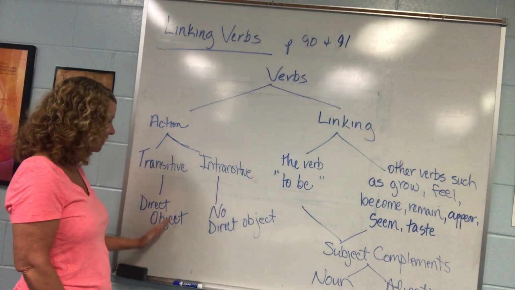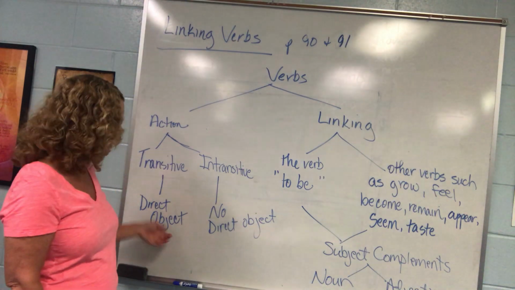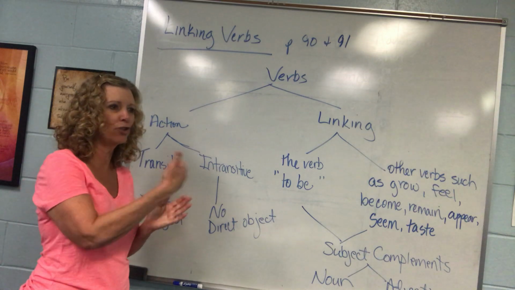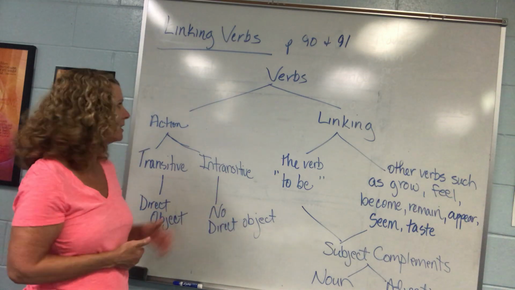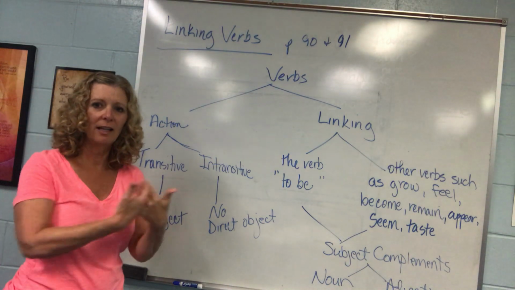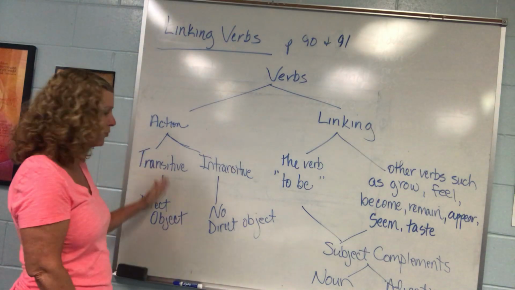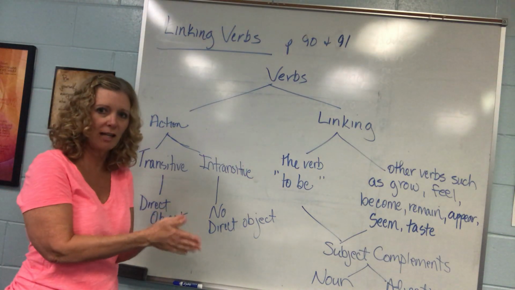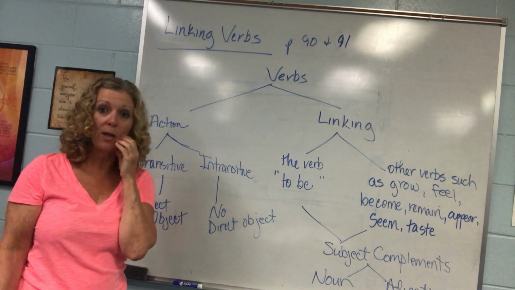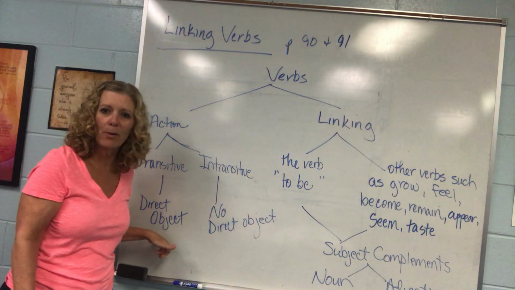We said transitive active verbs are action verbs that have direct objects. If we said John hit the ball, that is an action verb, and it's transitive because John hit what? We have the direct object, the ball. So we have a transference of action from John through that action of hitting to the ball. The ball's the receiver.